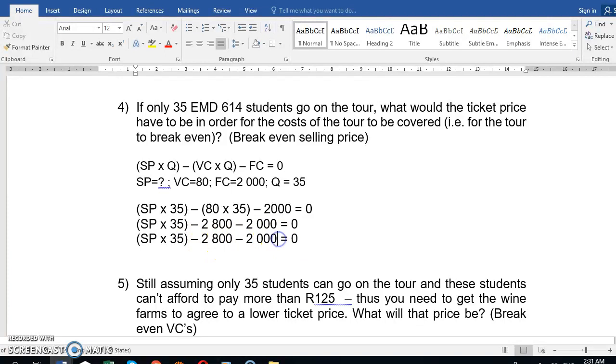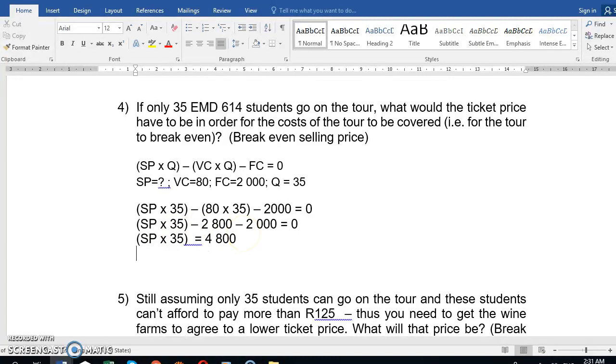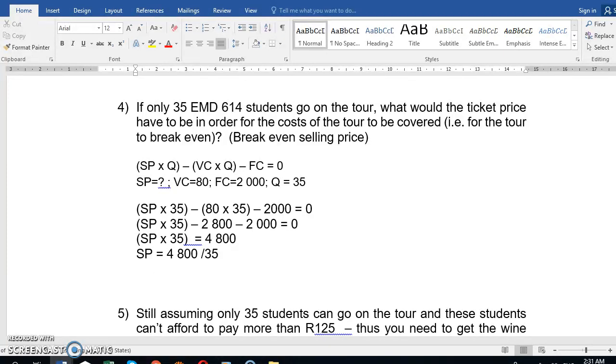selling price times 35 is equal to 4800, and now we can divide by 35 on both sides. So then you have the selling price equal to 4,800 divided by 35, and that will give you an answer of 137.14 rand. And in this case we can round because it's a rand value and you can have 14 cents of a rand.